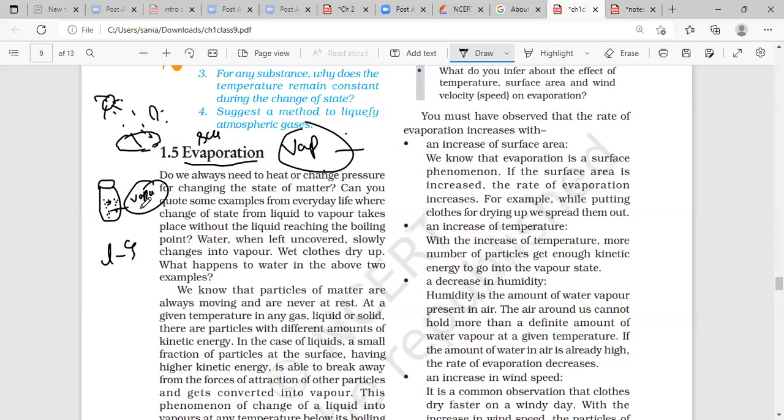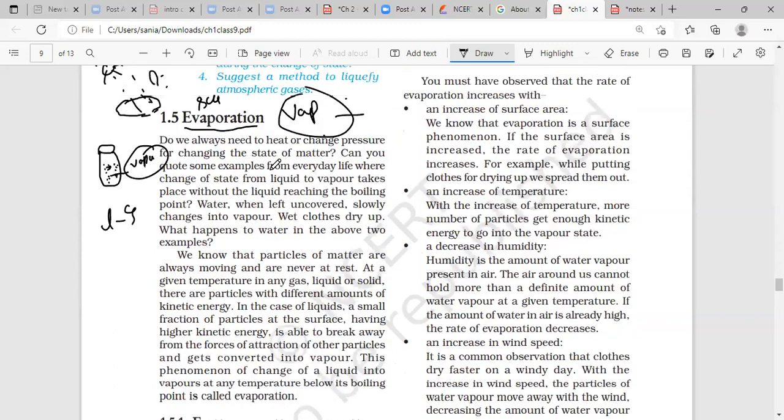Clear? Whenever evaporation happens, it leaves a cooling effect. Okay, so don't get confused between evaporation and vaporization. We'll study it and you'll get to know more. Do we always need to heat or change pressure for changing the state of matter? Can we take some example from everyday life where change of state from liquid to vapor takes place without the liquid reaching its boiling point?